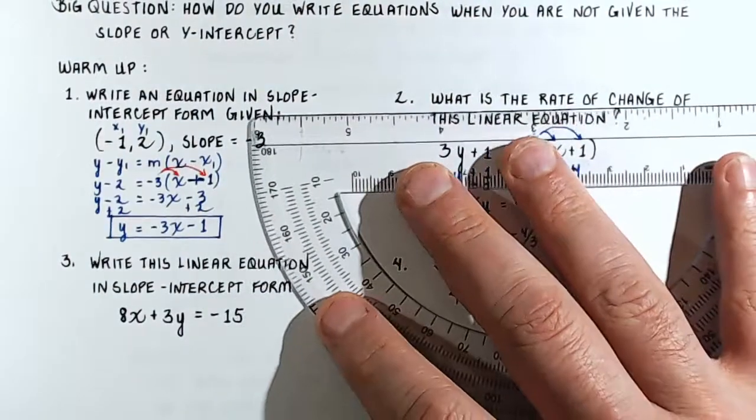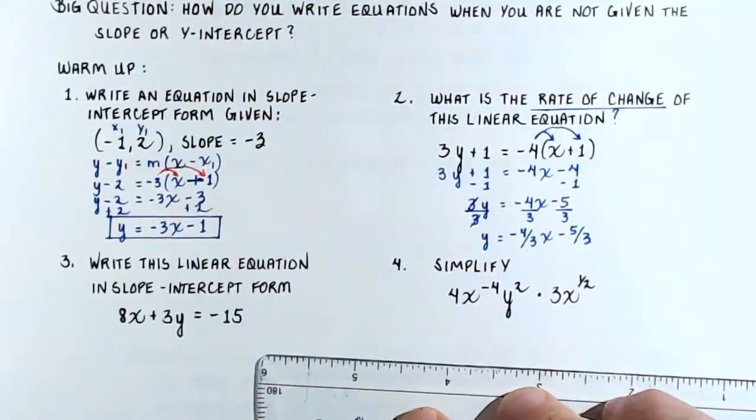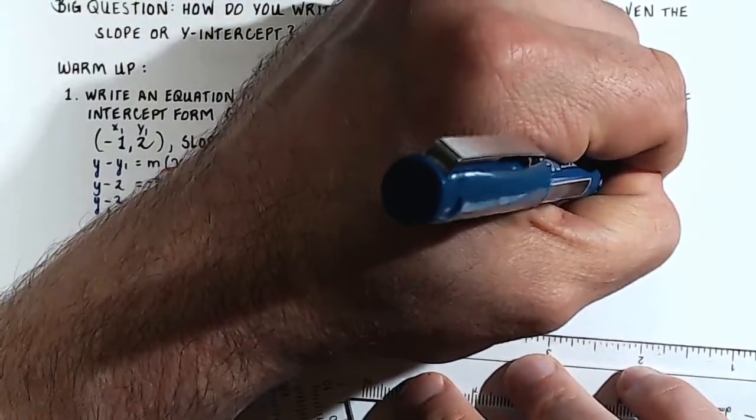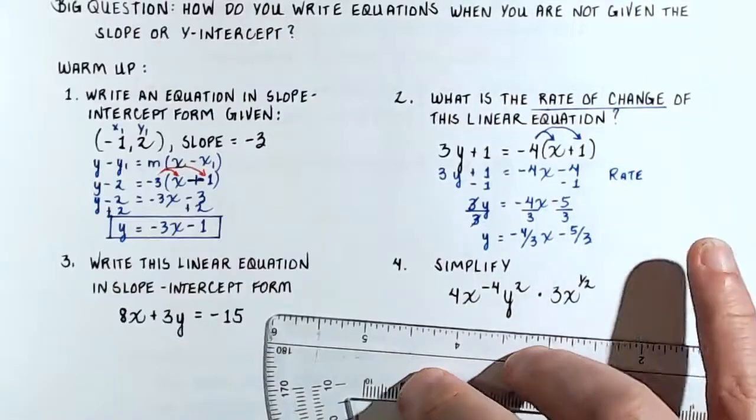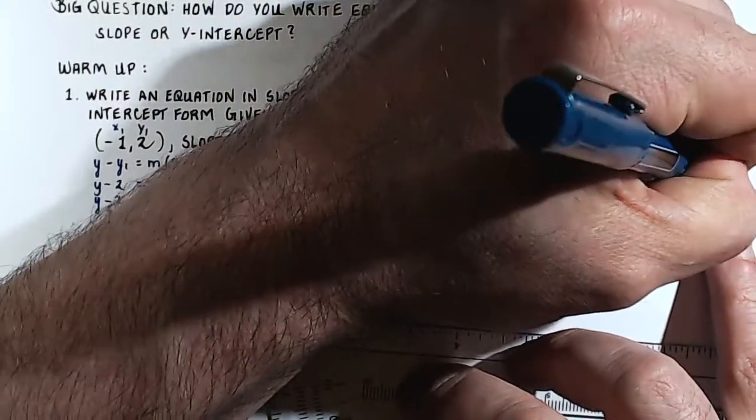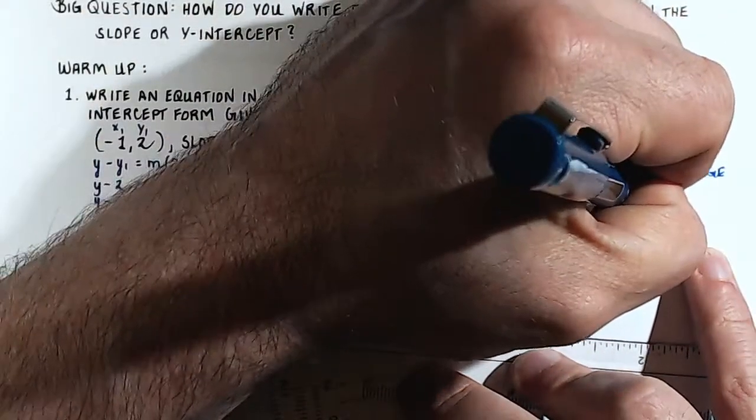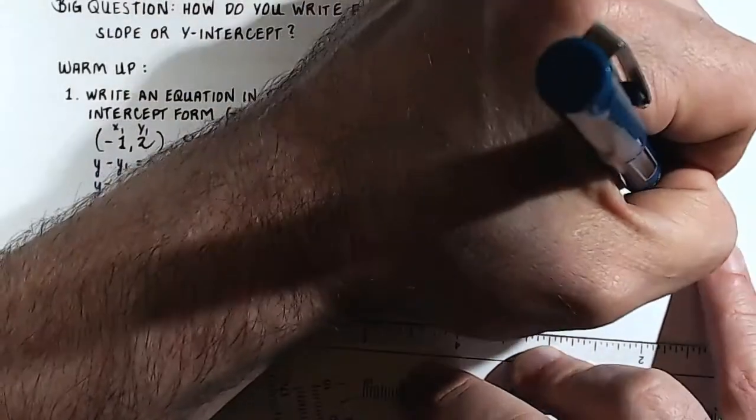The rate of change is just the slope, m. So now that we have this in slope-intercept form, we can identify that the rate of change is negative 4/3.